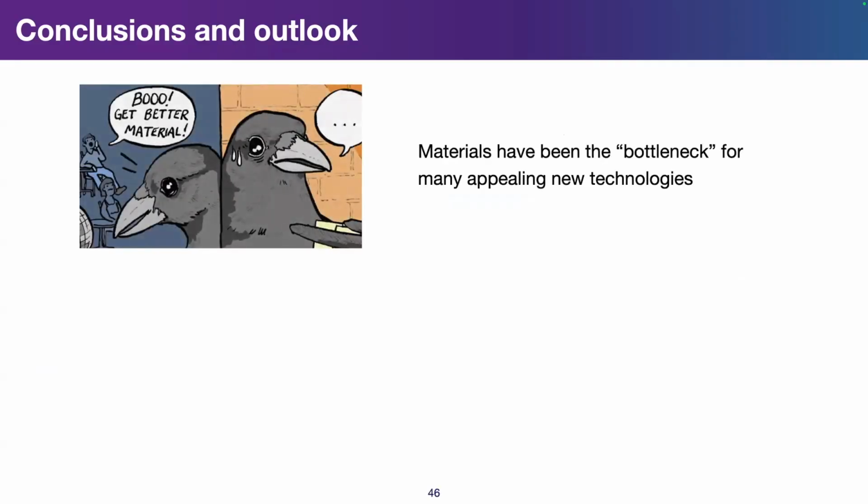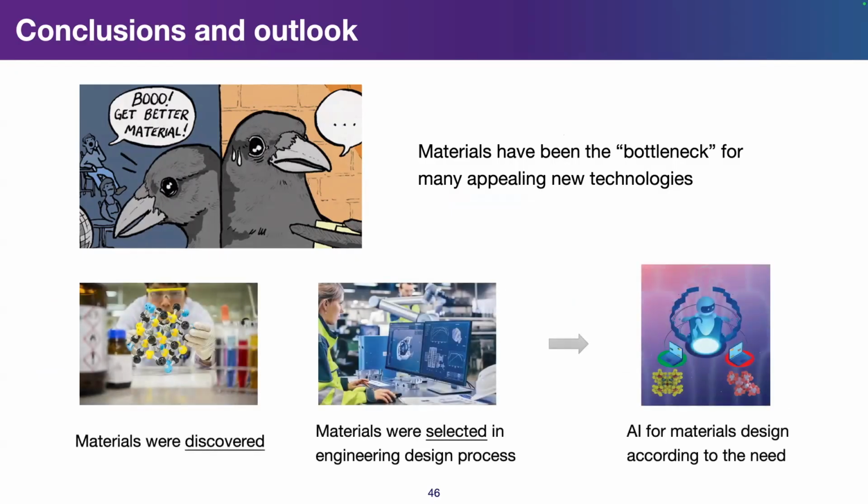So now an outlook for the future. So we can see that materials have always been viewed as the bottleneck of many appealing new technologies. They also blame us for being slow to give them better materials. But why is that? So when we talk about new materials, we often say materials discovery. We discover a material by serendipity. And when we do engineering design, we select the materials. So in CAD, you can select a material, but you can barely create one. So how about we integrate materials design into the whole engineering design process? So we can build AI methods and leverage all other methods for materials design according to the need.